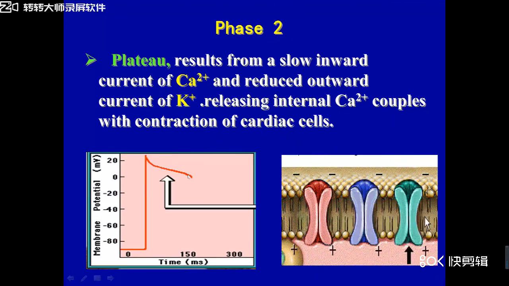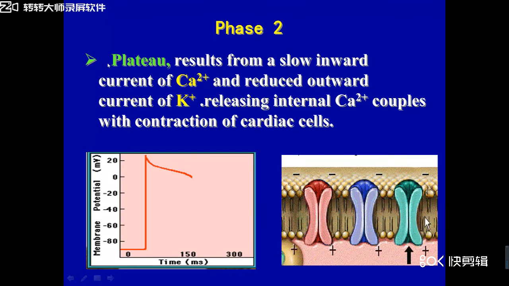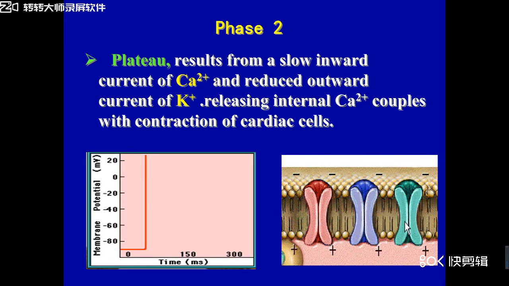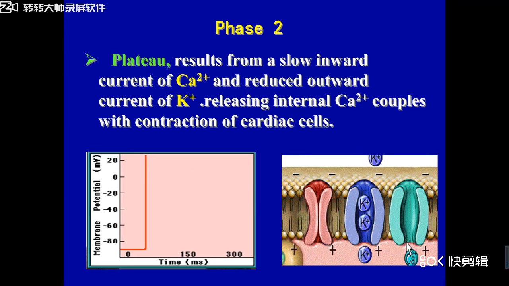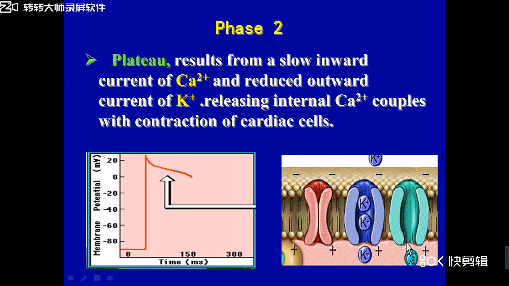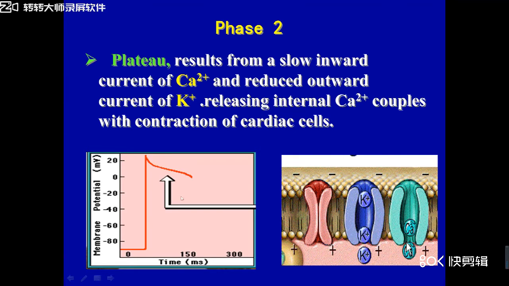Next is phase 2. We also call phase 2 the plateau. Phase 2 results from a slow inward current of calcium and a reduced outward current of potassium, releasing internal calcium coupled with contraction of cardiac myocytes. And we know the phase 2 plateau period is longer than the other phases.